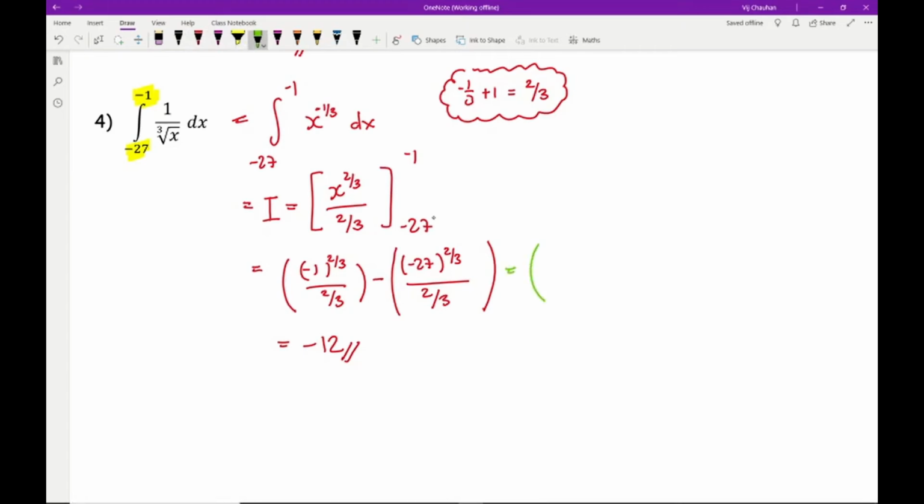What you could do is work out what minus 1 to the power of 2/3 is going to be. So that's just going to be 1 over 2/3, and then that one is done, and then minus 27 to the power of 2/3 gives you 9 over 2/3, and once you've done that, we can simplify that further if need be, or type that into our calculator, but again you'll get the answer of minus 12.